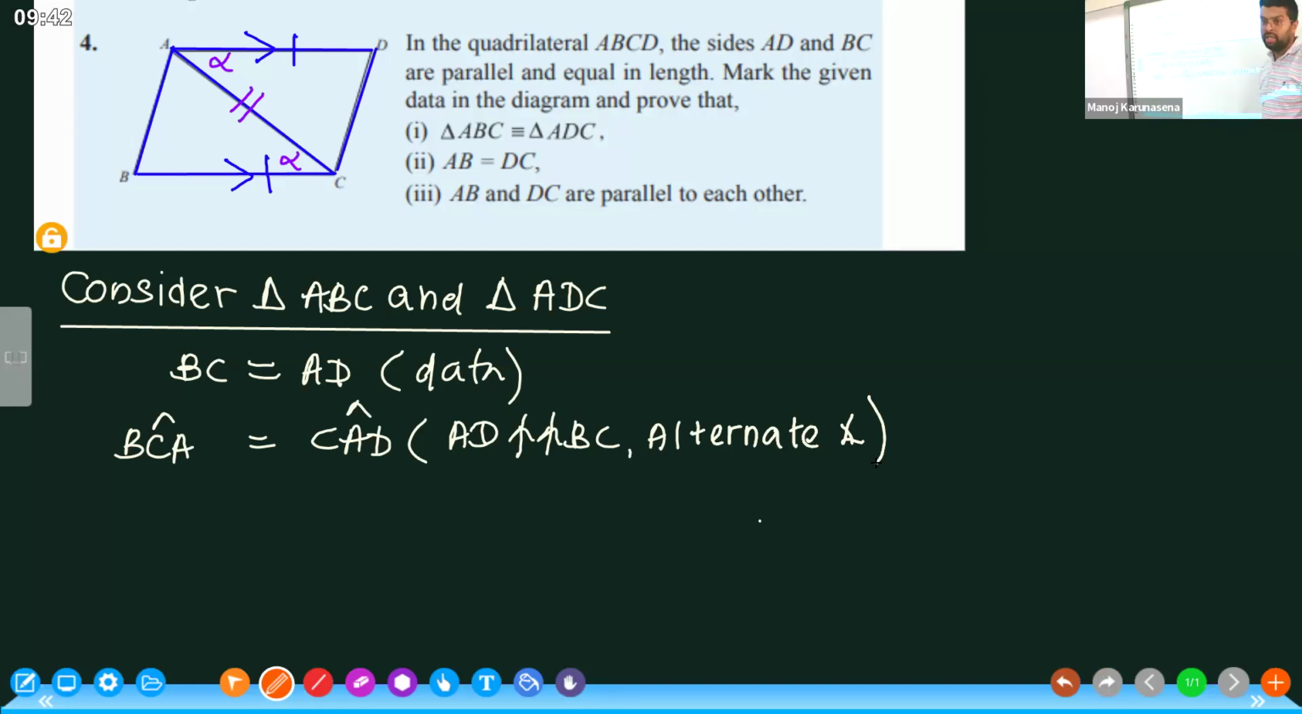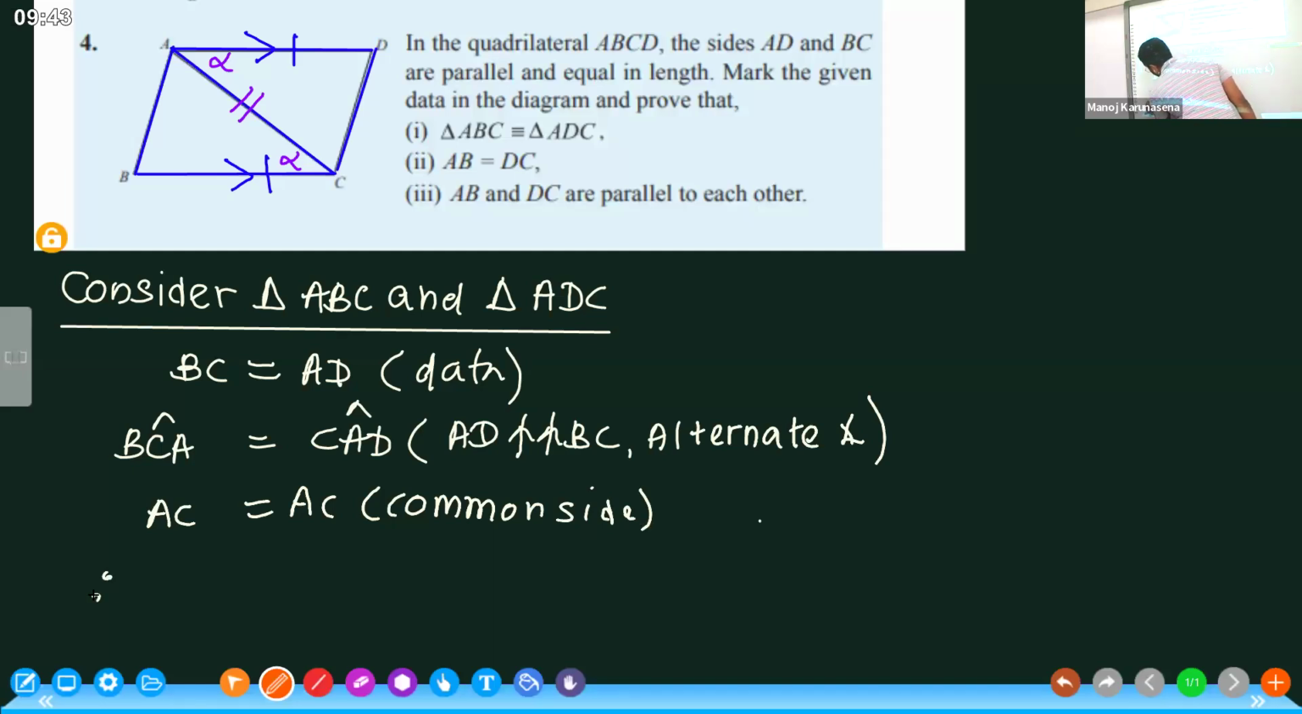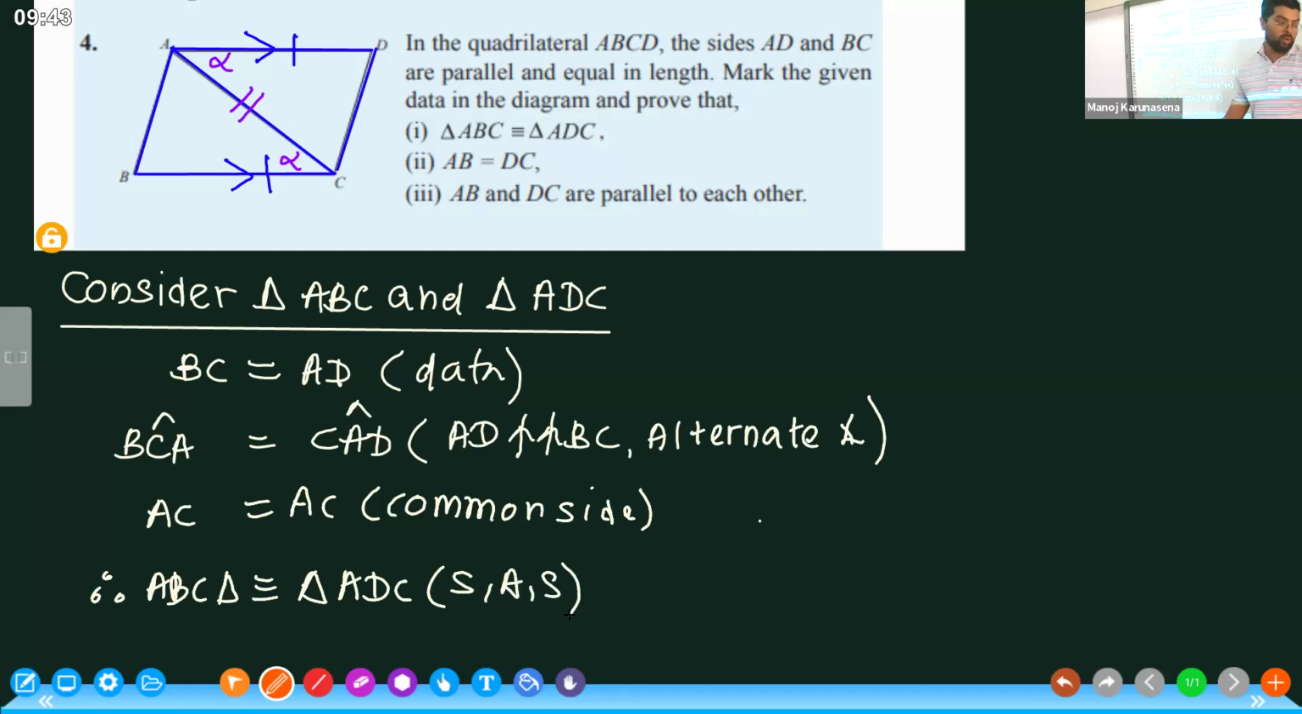That is how we are going to write it. AD side is parallel to BC side and alternate angles are equal. AC side equals AC side. What is the reason? Common side. Therefore, ABC triangle is congruent with ADC triangle. What is the case? Side angle side. Is that clear enough? Am I clear enough?